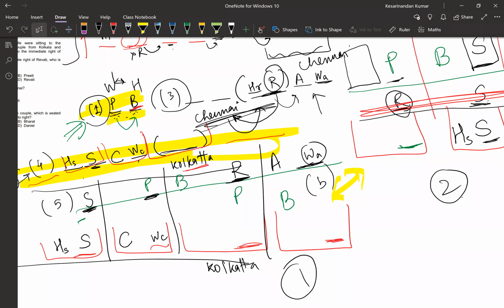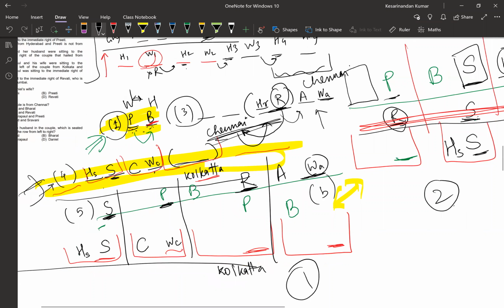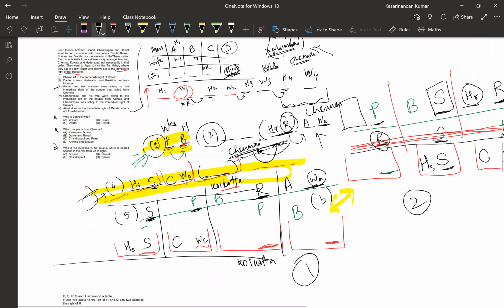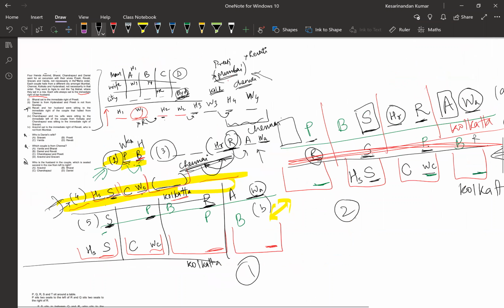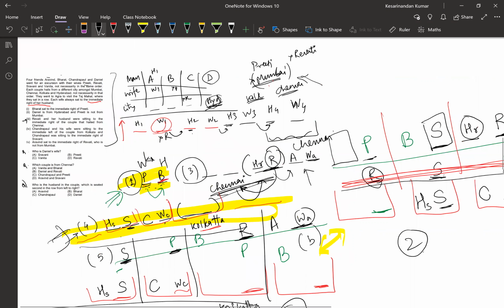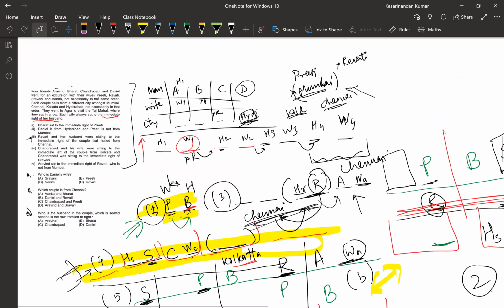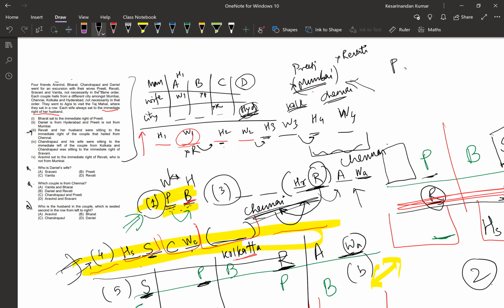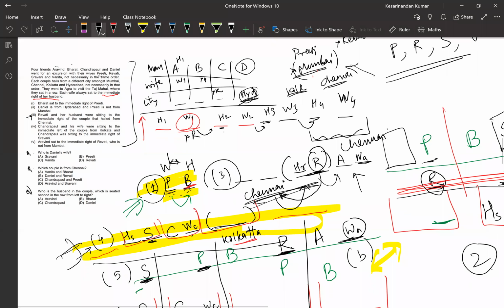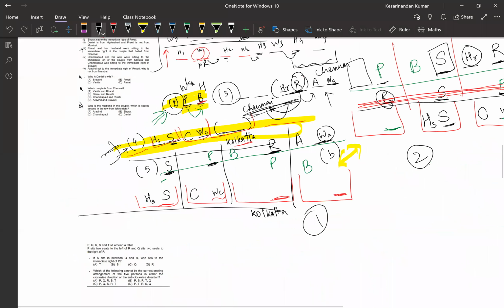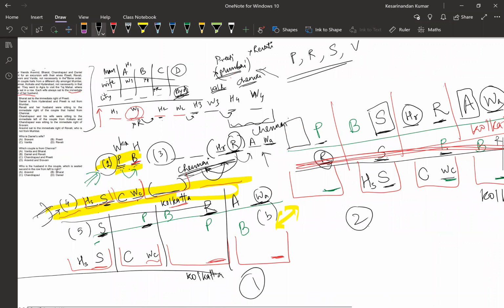So S, P, R is done. Only one wife is remaining. Which wife is it? Among the wives, what were they? Yes, V. So the wives were P, R, S, and V. So S, P, R. This will be V.